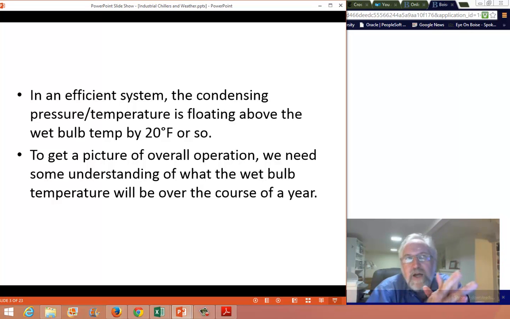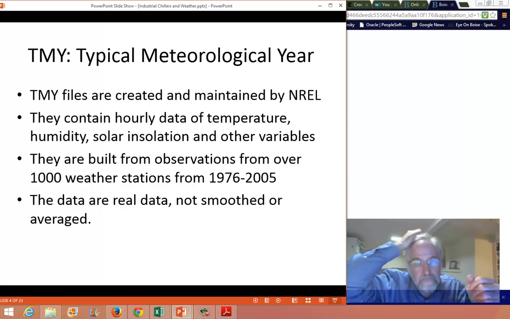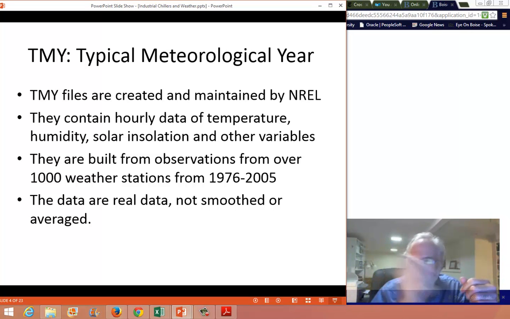So to get an idea of how this might operate, to estimate the cost of this operation, we have to see how the wet bulb temperature varies over the year for a given location. Fortunately, that data is available, though we have to manipulate it a little bit. We have these files called typical meteorological year files, TMY, and they're created and maintained by the National Renewable Energy Lab, one of the Department of Energy's national labs. They contain hourly data for a given location, and that includes humidity, temperature, and solar energy coming in, measured in all sorts of different ways, and it's done hour by hour, so it's 8,760 lines.